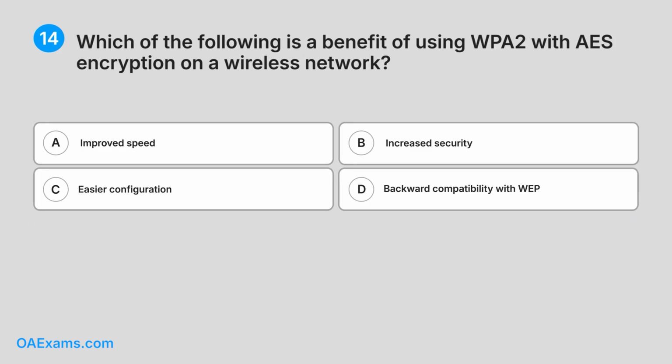14. Which of the following is a benefit of using WPA2 with AES encryption on a wireless network? A. Improved speed. B. Increased security. C. Easier configuration. D. Backward compatibility with WEP. Can you guess the answer?